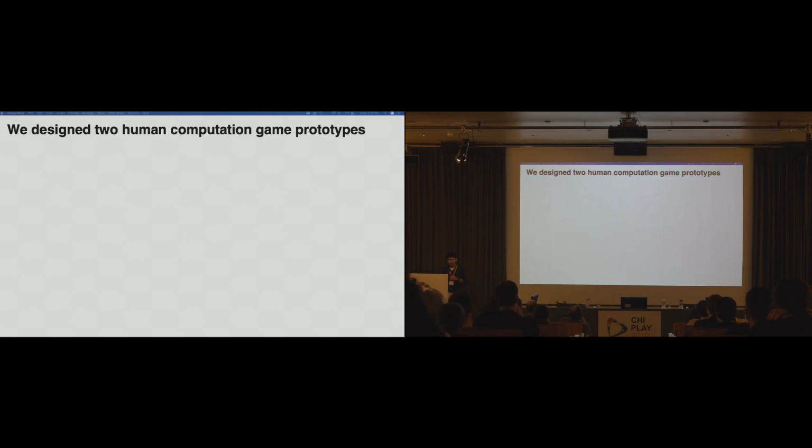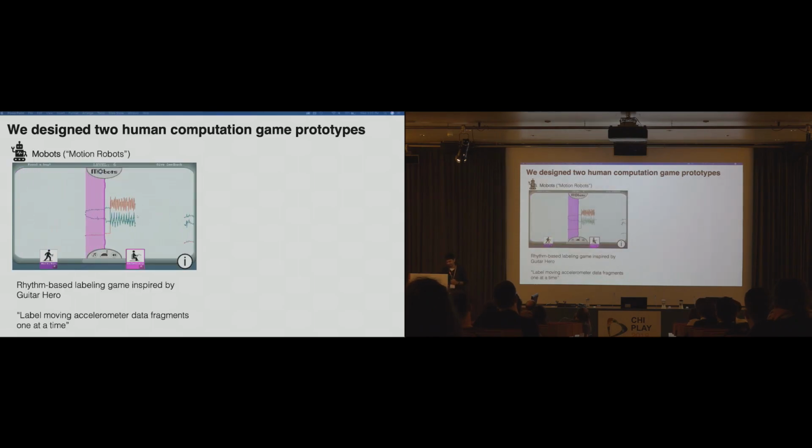So in this paper, we designed two human computation games to crowdsource this accelerometer data annotation task. The first game we designed is called Mobots, which is a rhythm-based labeling game inspired by Guitar Hero, which most of us are familiar with. So here players label moving accelerometer data fragments one at a time. These data fragments contain one or more different activities that the participants have done, and players have to identify and label them.